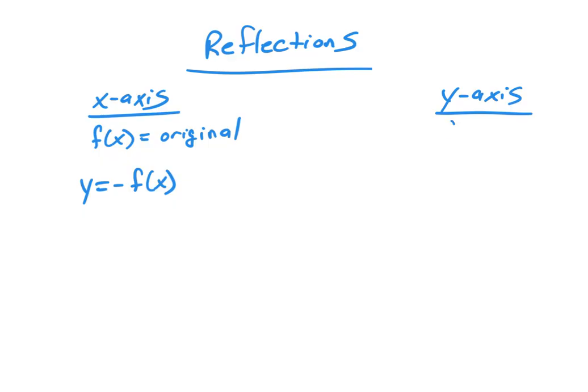Okay, for the y-axis, if I said f of x is my original, in order to flip over the y-axis, we're going to have to put a negative on the inside of the function, whatever that function is. Instead of out in front, we put it on the inside.